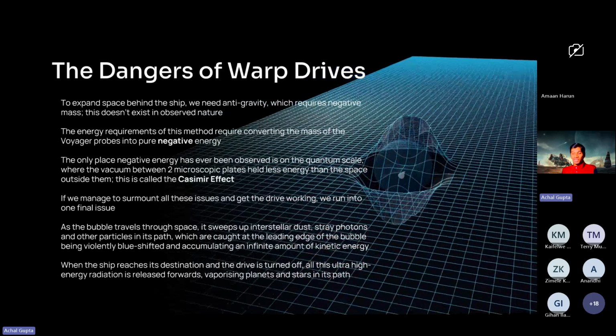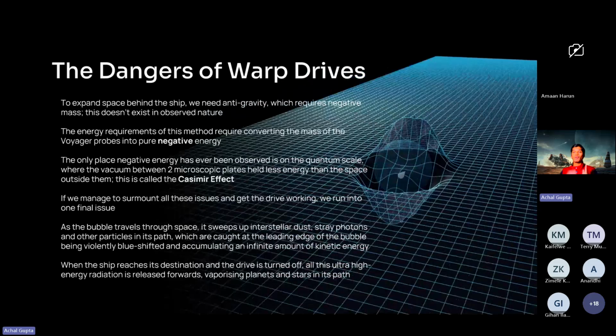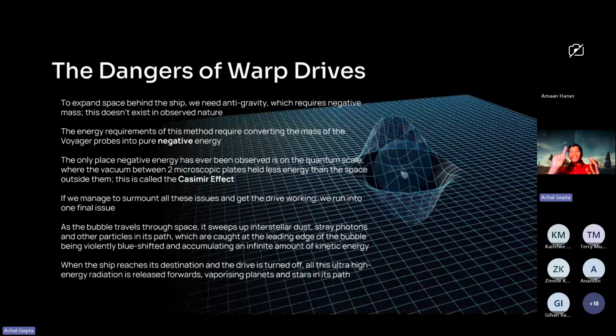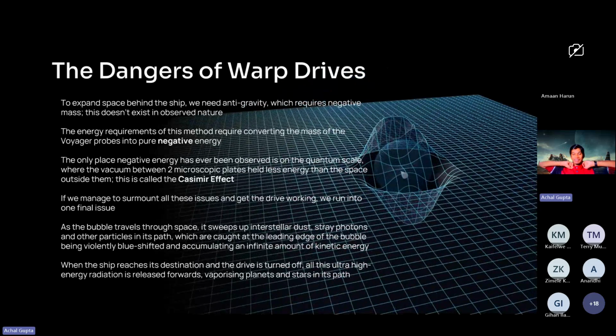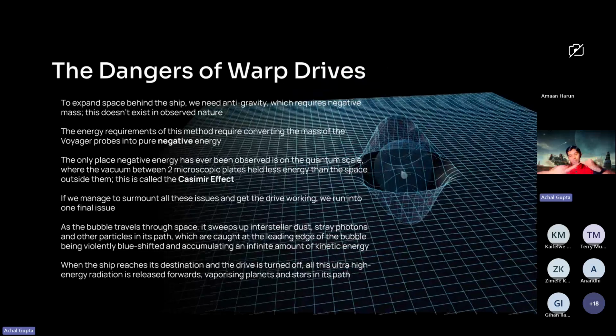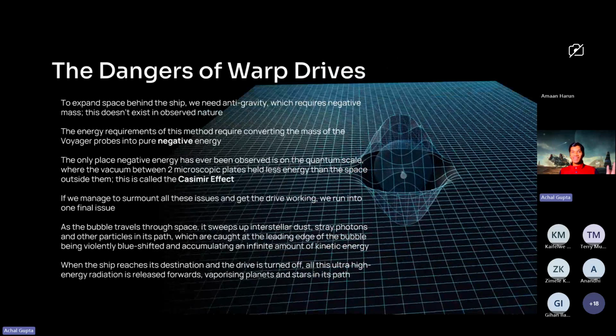And it's going to have so much energy that if I turned off my warp drive pointing at my destination planet and star system, it's going to basically be a beam that completely vaporizes both the planet and the star, and you came all that way for nothing.